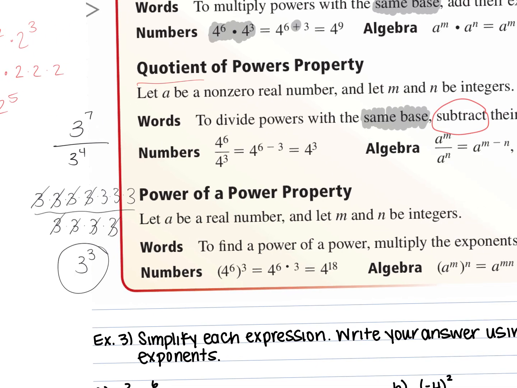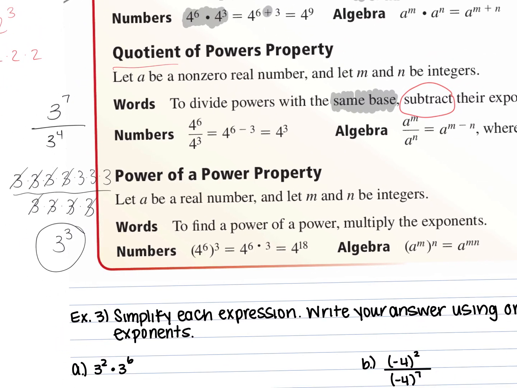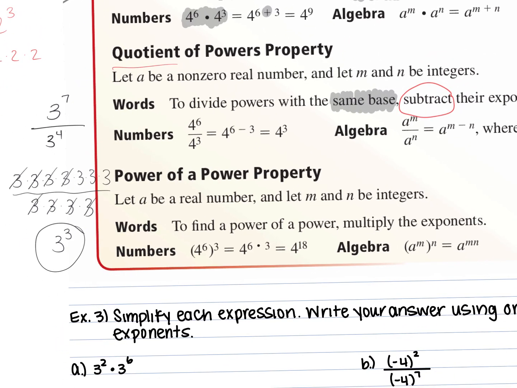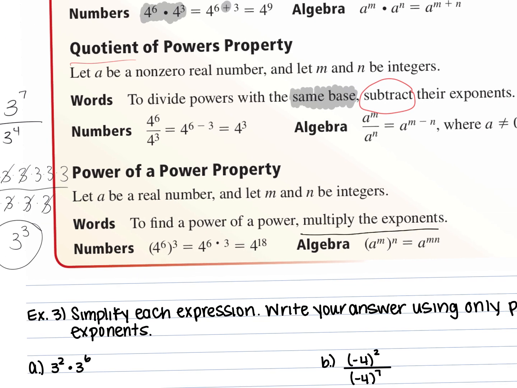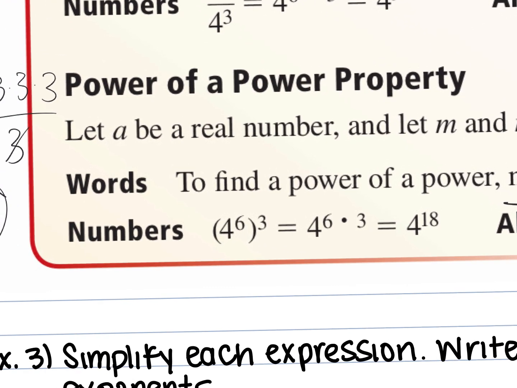All right, now we have a power of a power property. So it says, let a be a real number, and let m and n be integers. To find a power of a power, you multiply the exponents. Now, this is a very specific scenario, okay? And usually it requires parentheses here, okay? So we had 4 to the 6th, and we're raising that to the 3rd power. So that gives us 4 to the 6th times 3, and 6 times 3 is?